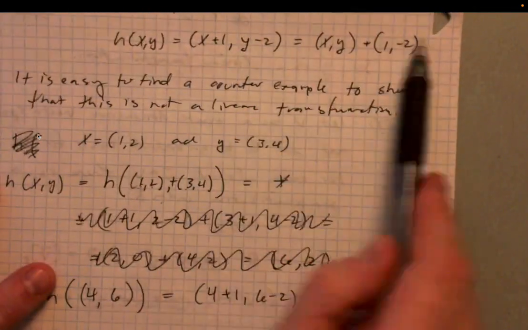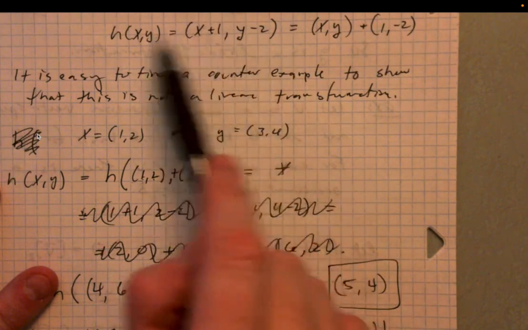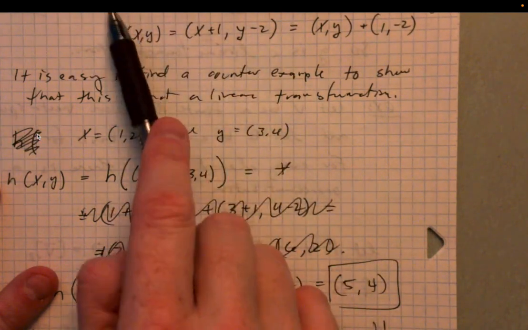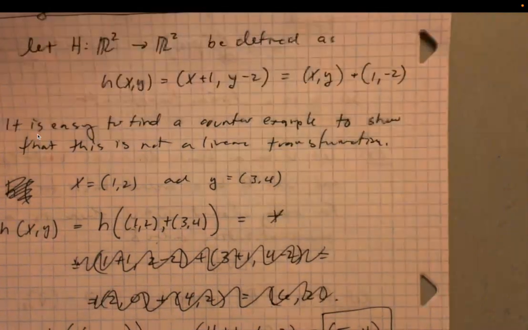It's still a function though. There's nothing wrong with this function. For every element in R2, when you apply this function, you definitely get a unique element, but that mapping does not preserve the vector space properties, and so it's not a linear transformation. Okay, very good.